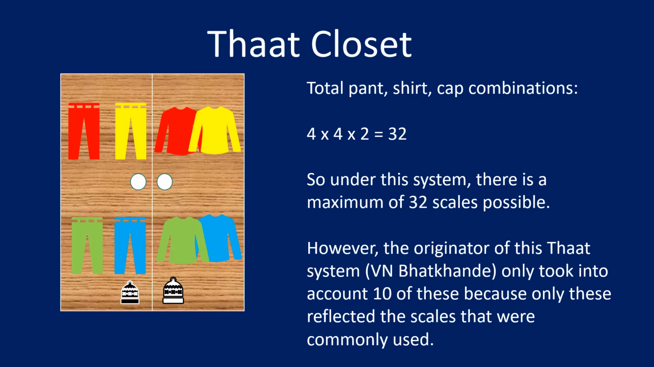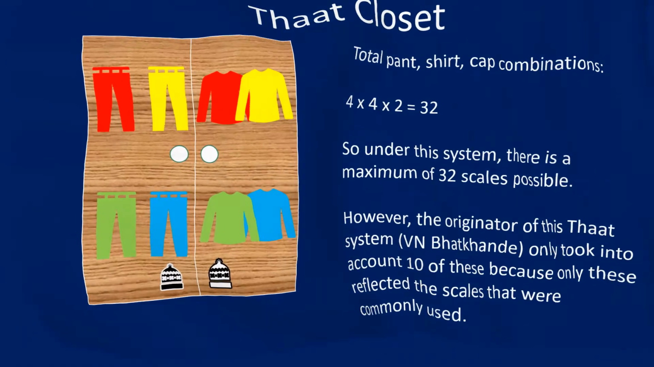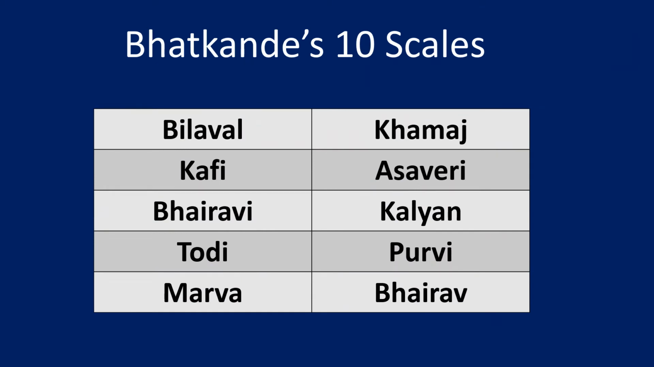However, the originator of this Thaat system, V.N. Bhatkhande, who developed this in the early 1900s, only took into account 10 of these because only these reflected the scales that were commonly used then. Bhatkhande's 10 scales are as follows: Bilaval, Khamaj, Kafi, Asaveri, Bhairavi, Kalyan, Thodi, Purvi, Marwa, and Bhairav. Now we'll take a more detailed look at each of these 10 scales.